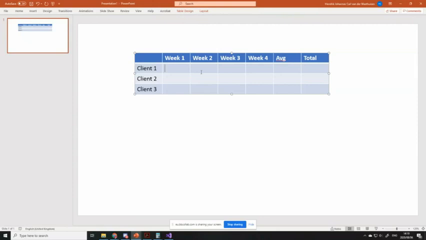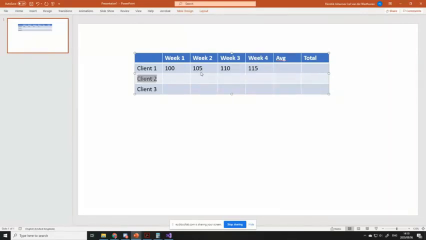Now for client 1, week 1, so week 1 is the first time they're being weighed. So that's the first time that you would enter a weight into this table. So for week 1, client 1, we're going to say the client weighs 100 kilograms. Week 2, let's say 105. Week 3, 110, and week 4, 115.